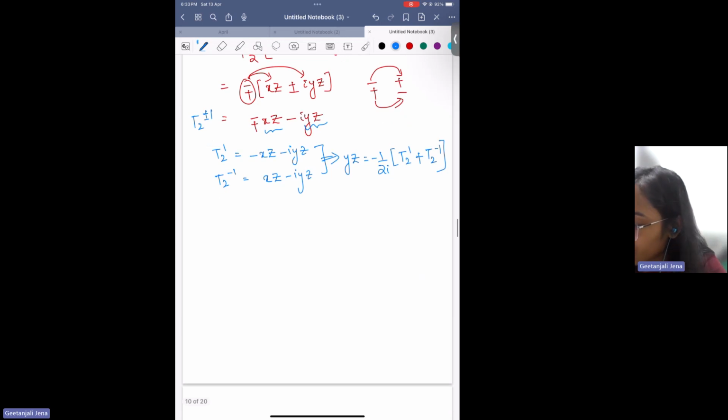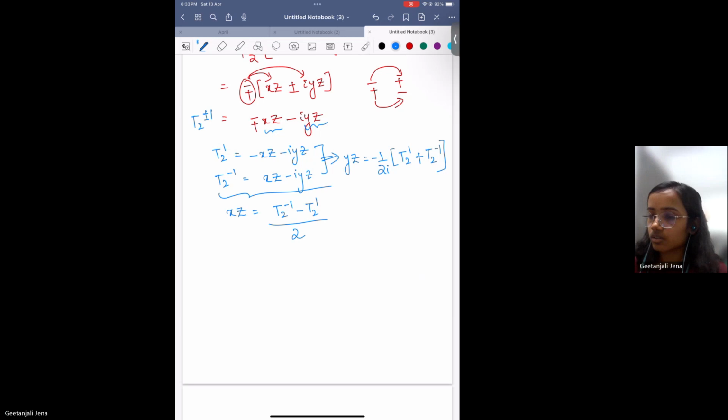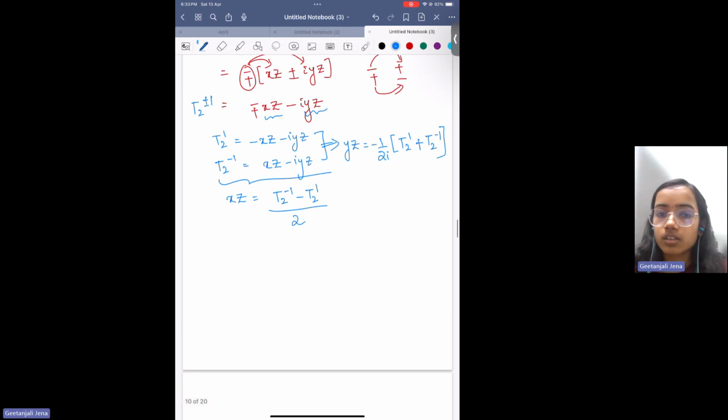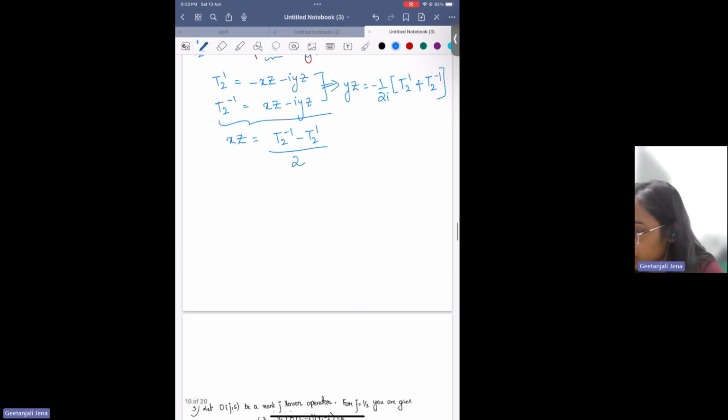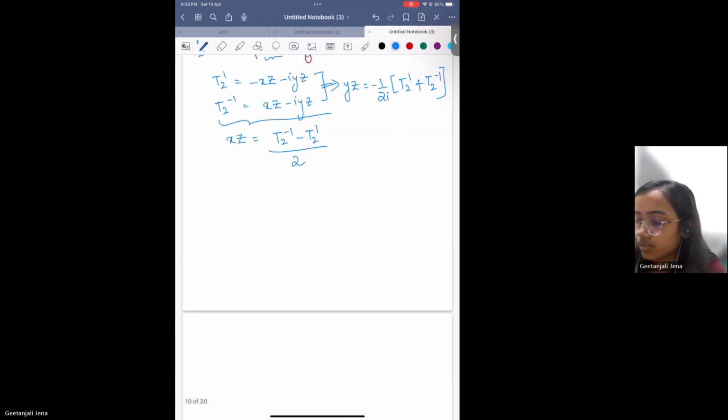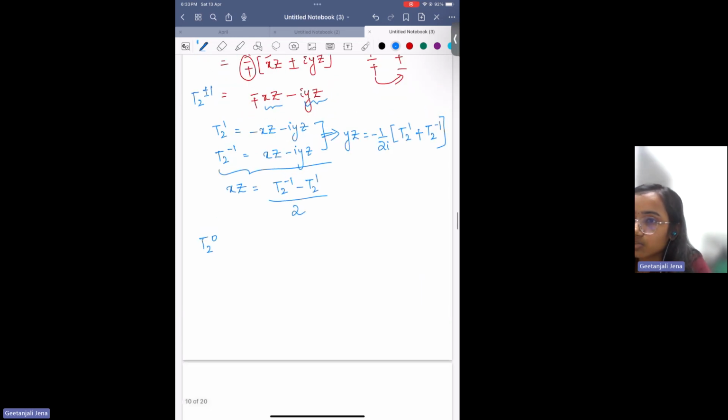So this is one term. Now if you subtract these two terms, you will get the value for xz. You will get the expression for xz. So xz will be (T2 minus 1 minus T2 1) divided by 2. Now let us move to the third component, which is T2 0. Okay. So that is the last term. So T2 0. So let us see what was the expression for T2 0.